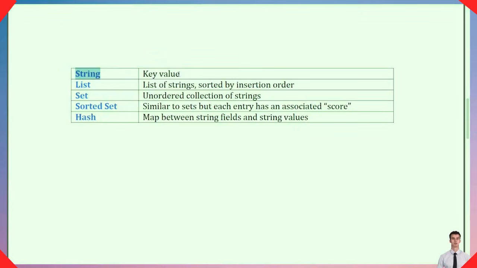String represents a key value structure. List is a list of strings sorted by insertion order. Set is an unordered collection of strings. Sorted set is similar to sets, but each entry has an associated score. By this score, the set is sorted. Hash is a map between string fields and string values.